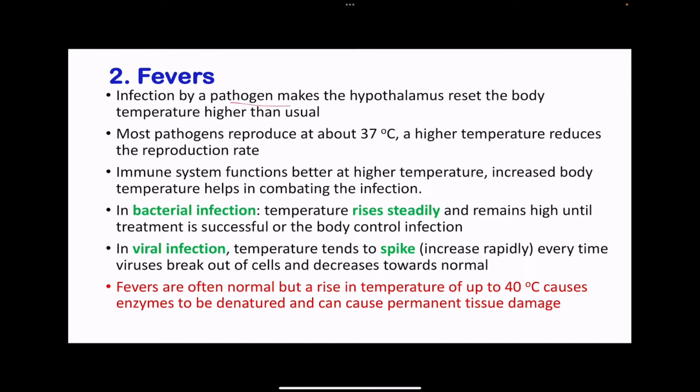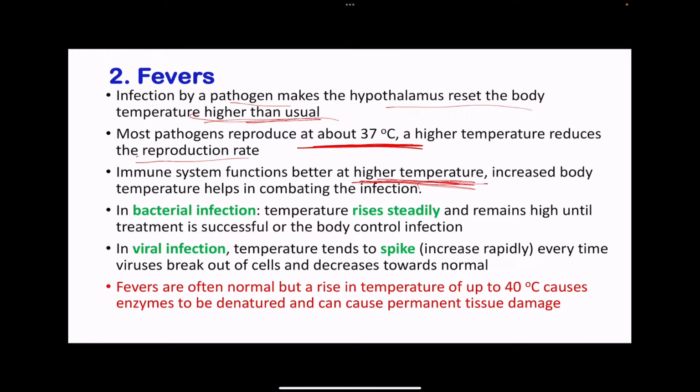When there is infection by a pathogen, it causes the hypothalamus to reset the core body temperature. Since most pathogens reproduce at about 37 degrees Celsius, a higher temperature is going to decrease the reproduction rate. The immune cells function better at higher temperature, but the pathogens are going to have a lower reproduction rate, and this is going to help the body to combat the infection.